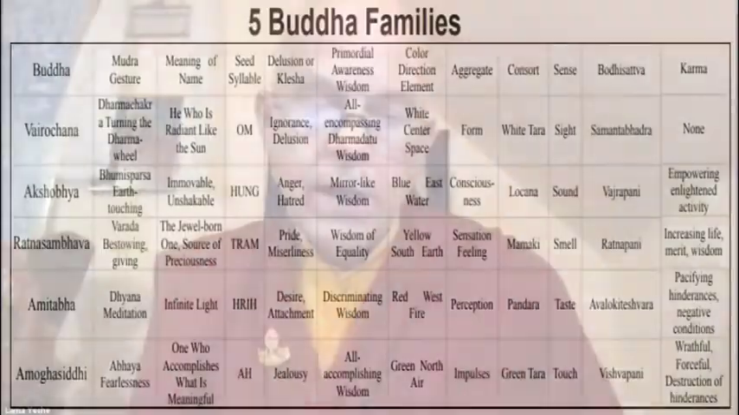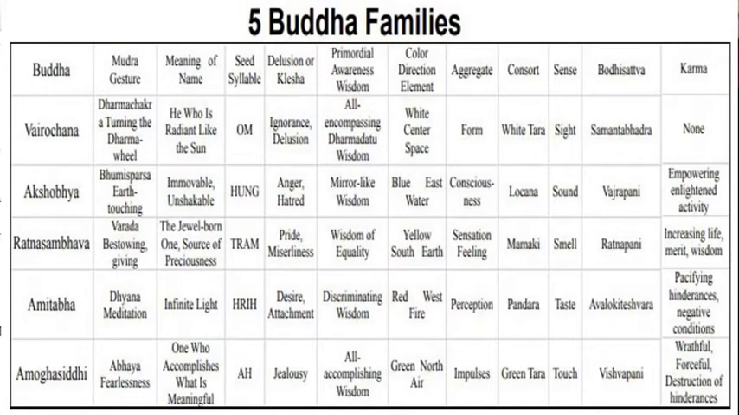And they each have a seed syllable. So let me go back to screen sharing here. Over here, right underneath the five Buddha families, we have seed syllable. Vairocana is Om. This is what's going to be found in their heart centers, by the way. Hung for Akshobhya, Tram for Ratna Sambhava, Hri for Amitabha, and A for Amoghasiddhi.